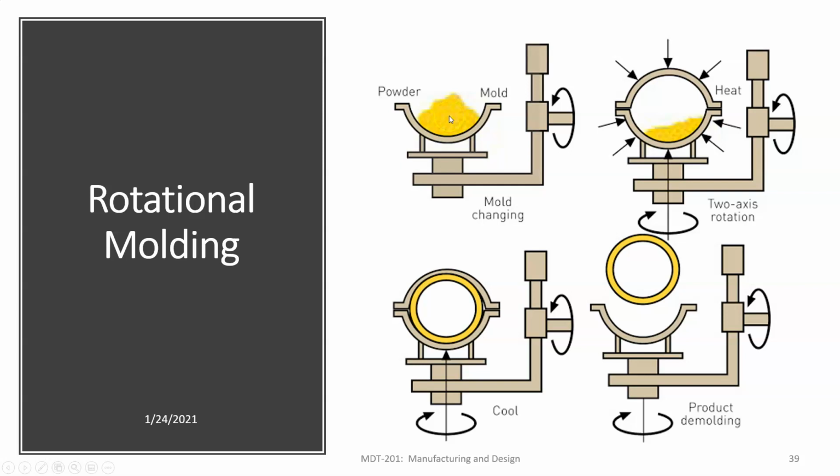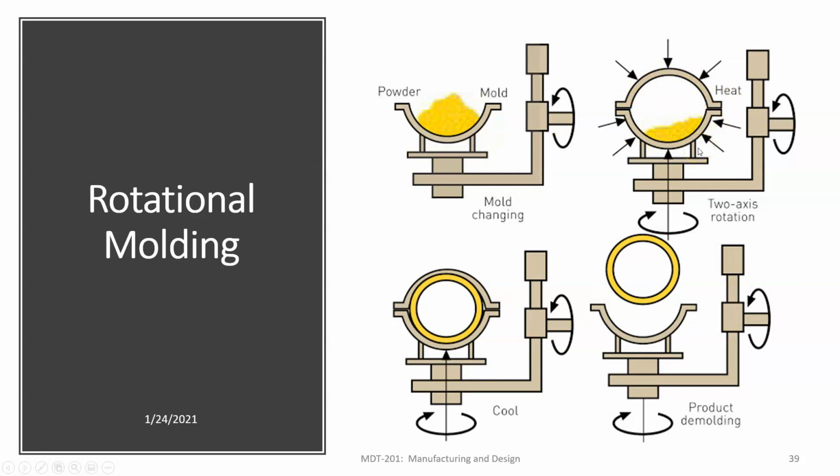We're going to put our powdered plastic in here. So our plastic pellets are going to be placed in here. We're going to cover this up, and then this whole mold is going to be heated. As it's heated, these pellets are going to start to melt. And as the pellets start to melt, what we're going to do with this mold is, you guessed it, we're going to rotate it.